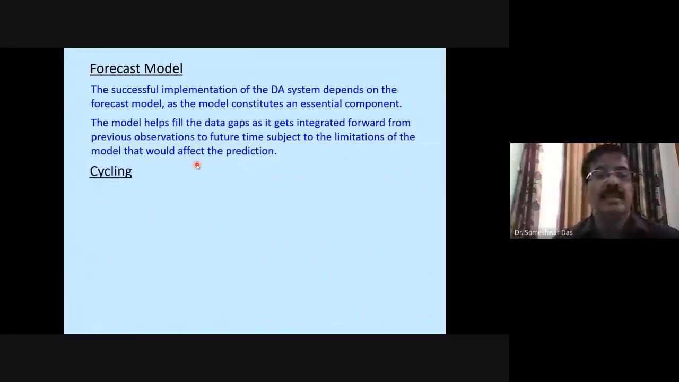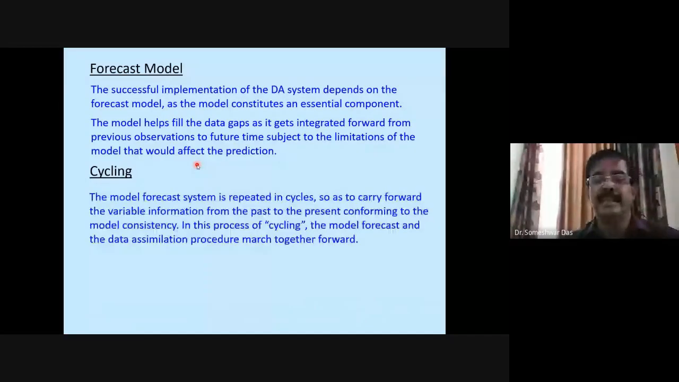Then cycling is another part of the data estimation system. Now, what is this cycling? The model forecast system is repeated in cycles, like a 3-hourly cycle, a 6-hourly cycle, or a 1-hourly cycle for convective data estimation systems, so as to carry forward the variable information from the past to the present, according to the model consistency. In this process of cycling, the model forecast and the data estimation procedure march together forward.